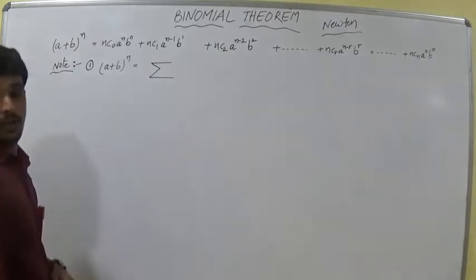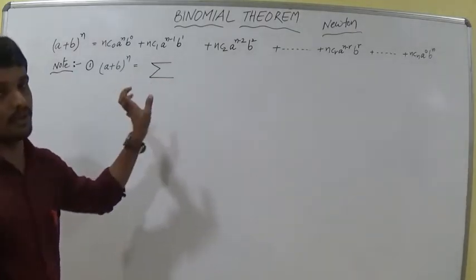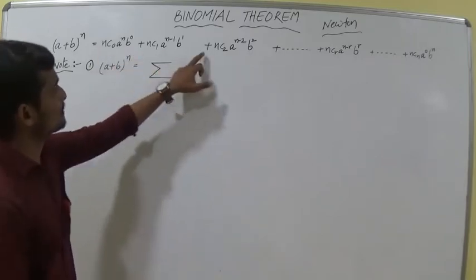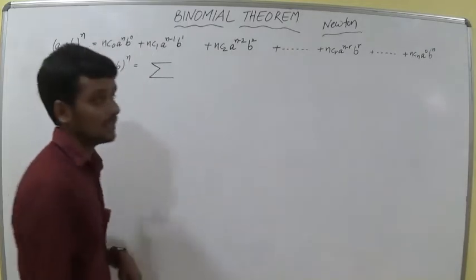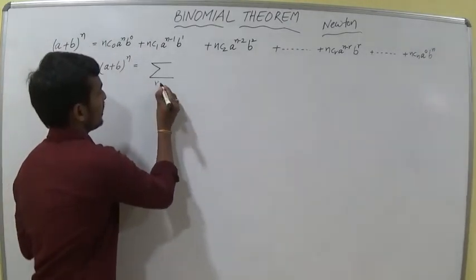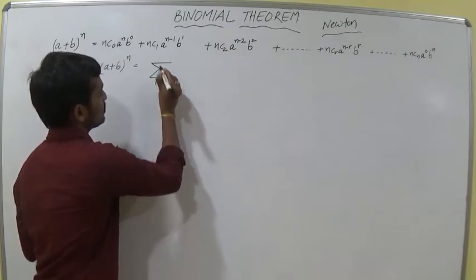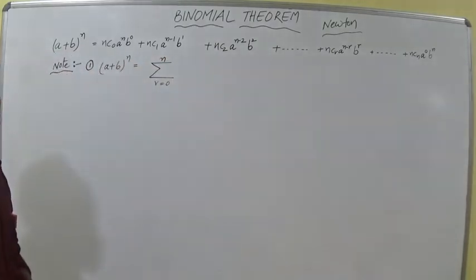Summation. Where do we use the symbol summation? For the sum of n terms. We are using plus, plus, plus, plus, so we write summation. The summation starts from r is equal to 0 to n. The values of r are 0 to n.